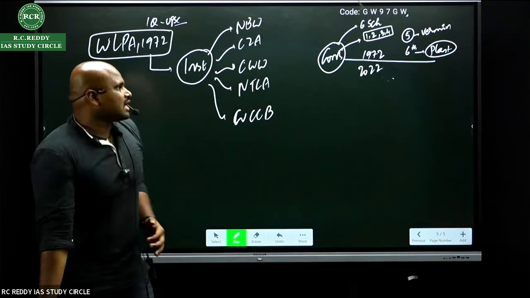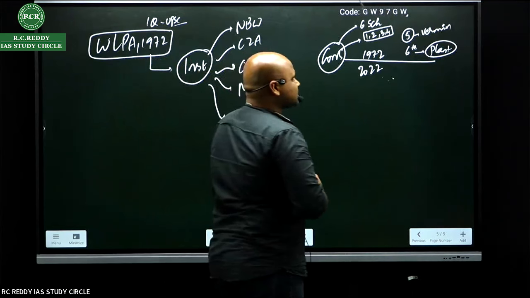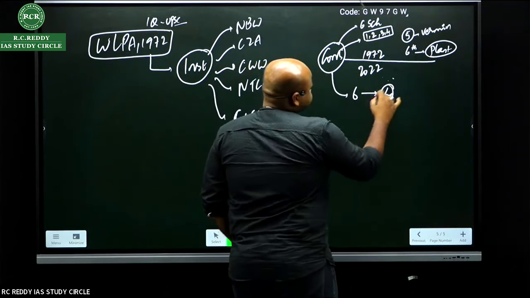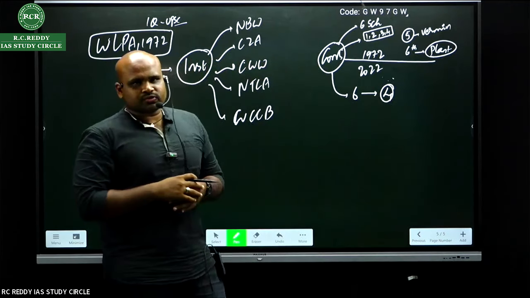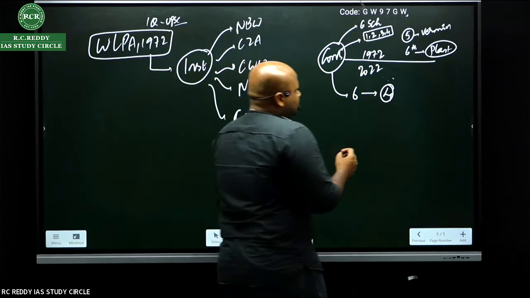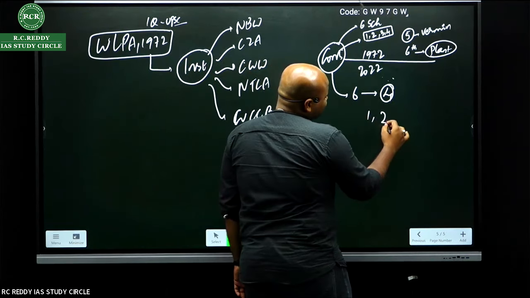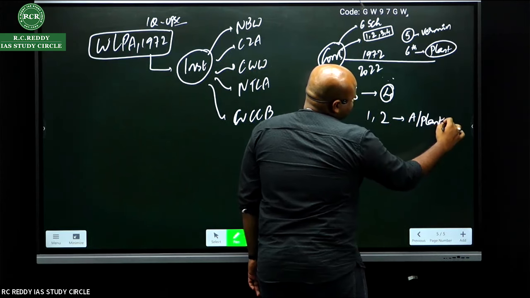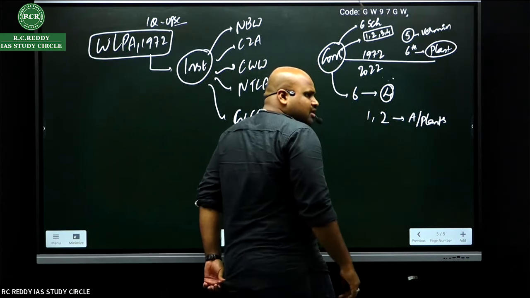Now, slowly when you look at the 2022 legislation amendment, I see that the six schedules were reduced to four schedules. Now, in this context, what do I see? I see one and two schedules talking about animals as well as plants.